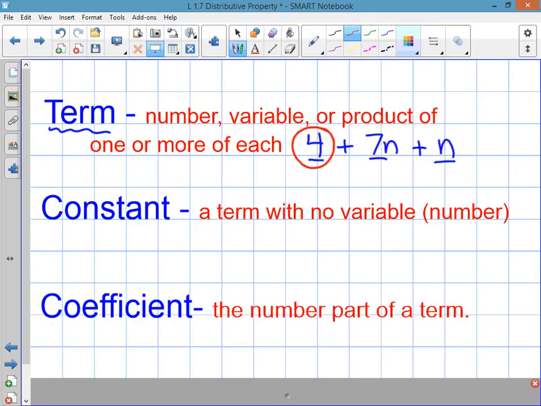And then the last term, coefficient, just refers to the number part of a term. In this term, 7n, the number part of it is the 7. So the coefficient of this term is 7. In this term, there is no number, so you'd think, well, it doesn't have a coefficient. But whenever you have a letter without a number in front of it, it's implied to be a 1. So the coefficient for this one is a 1.